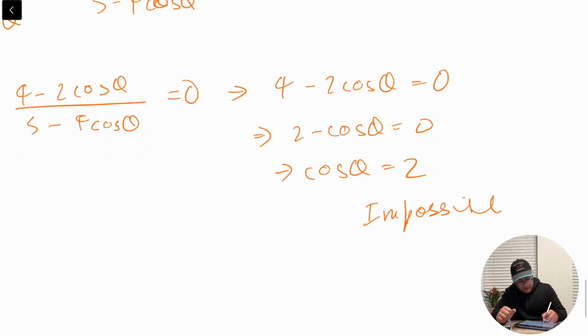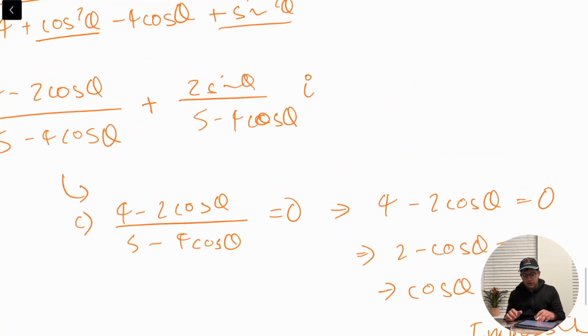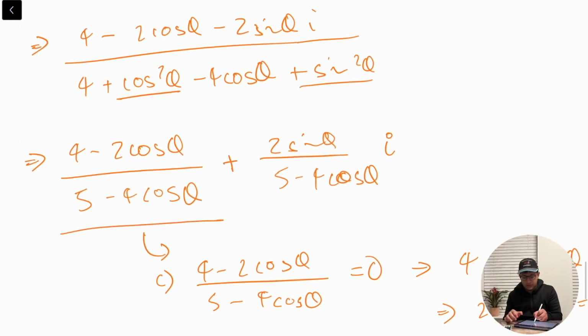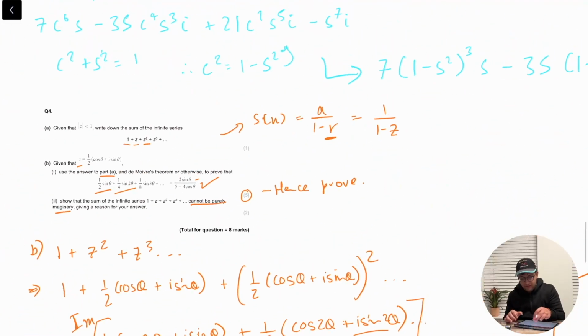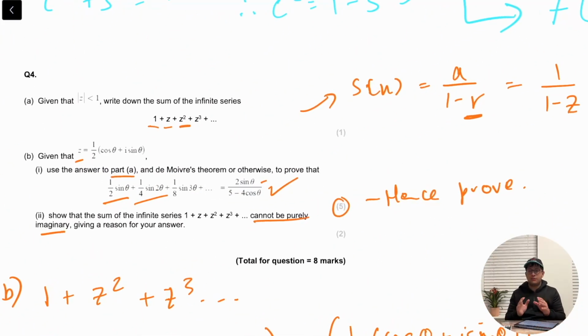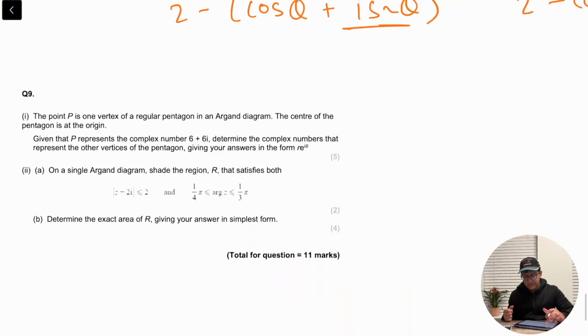Why? Because cos theta lies between minus 1 and 1. So cos theta can't be 2. Therefore, the real part of this equation cannot equal 0. So you have to have a real part. So it cannot be purely imaginary. Cool.